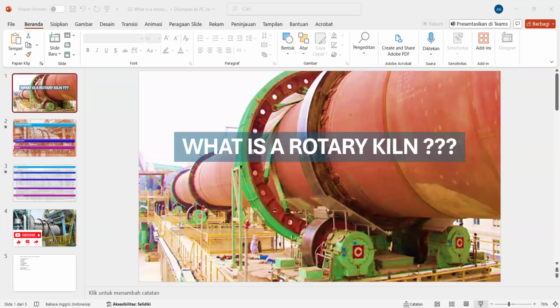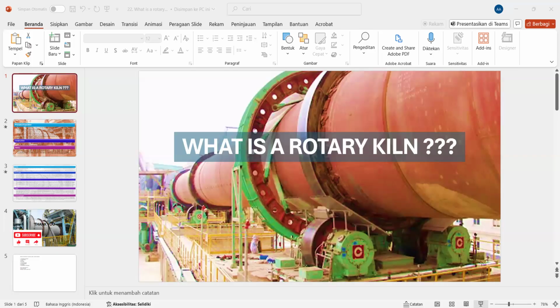The shell temperatures need to be maintained below around 350 degrees Celsius, 662 degrees Fahrenheit, to protect the steel from damage, and continuous infrared scanners are used to give early warning of hot spots indicating refractory failure.